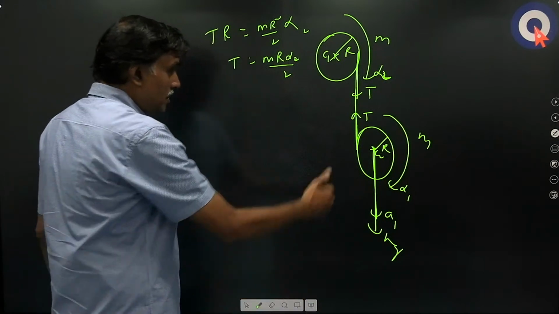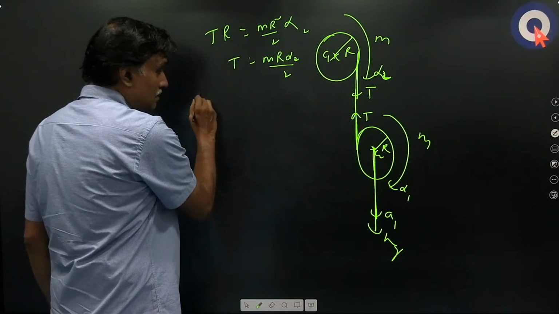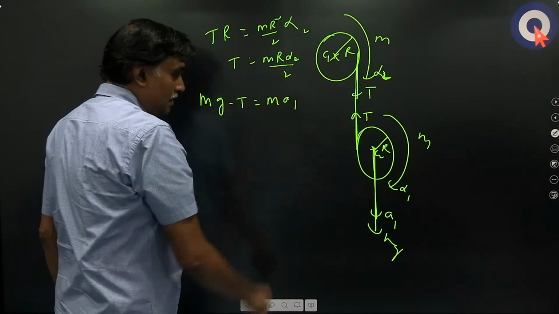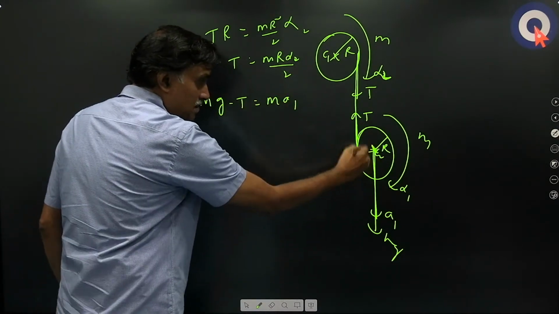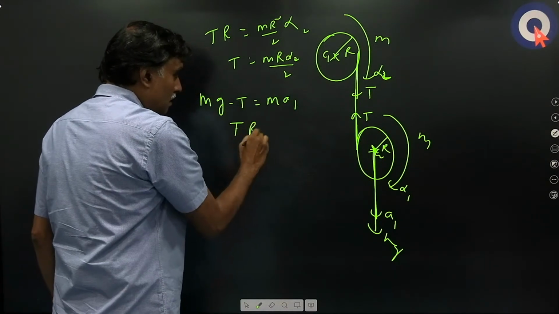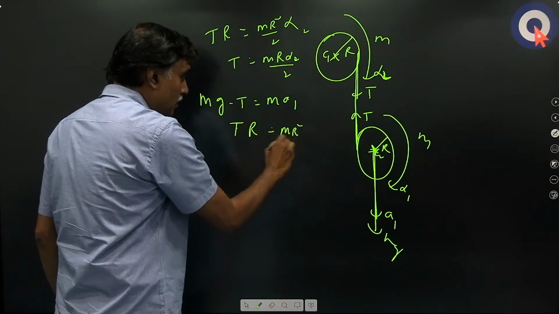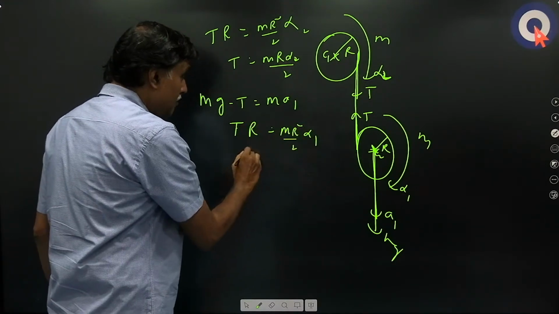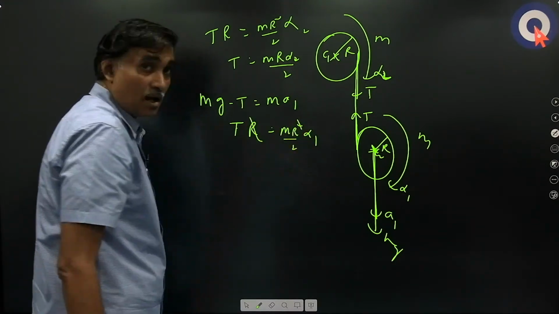Now here, the force equation, if I write, what do you get? mg minus T equal to ma1. Then the torque equation about the center of mass, that is T into R equal to mR square by 2 into alpha 1. Then R cancels, you will get T equal to mR alpha 1 by 2.